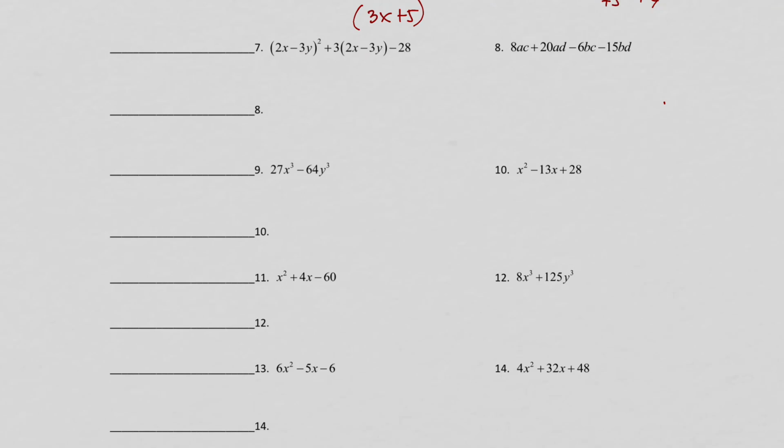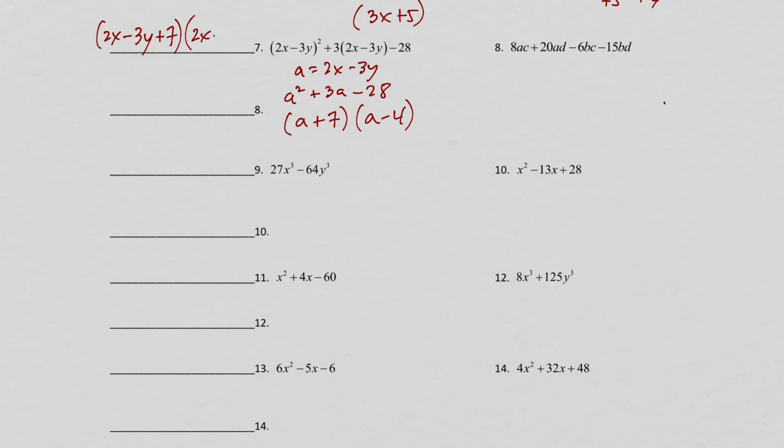Here we have a recurring element, so I can call that something like a equals 2x minus 3y. So what I have is a squared plus 3a minus 28. And I'm looking for factors of negative 28 that add up to positive 3. And that's going to be positive 7 and negative 4. But now remember, there's no a, so now I resubstitute that for a. So I'm going to end up with 2x minus 3y plus the 7, 2x minus 3y minus the 4.